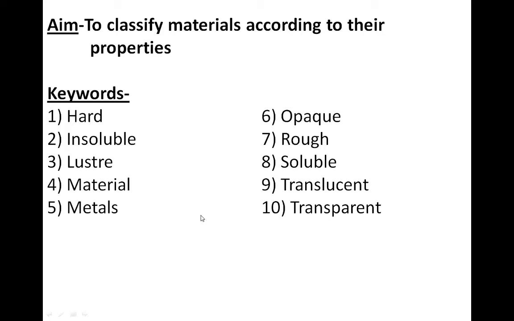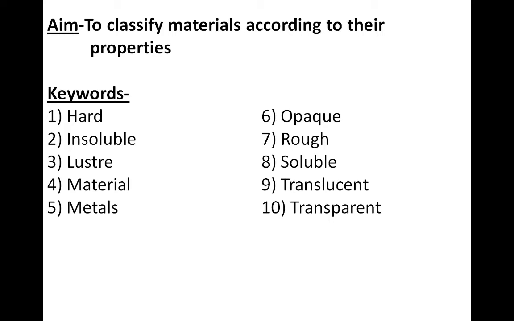First keyword: hard, then insoluble, then lustre, material, metals, then opaque, rough, soluble, translucent and transparent. So 10 keywords are there. Write the keywords one by one properly and in good handwriting. After finishing your aim and keywords, we will start our main point.